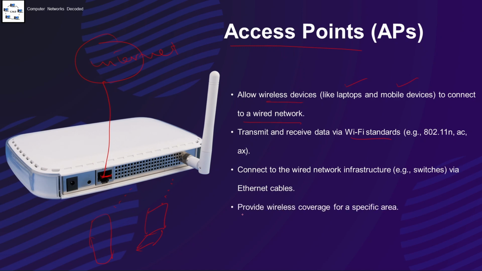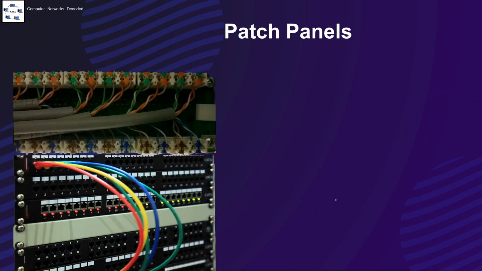And an access point provides wireless coverage for a specific area, usually within a 100-meter radius. This coverage also depends upon interference such as walls, trees, etc. If there are fewer walls and fewer trees, the coverage area will be more, and if there are thick walls and rooms, the coverage area will be reduced.